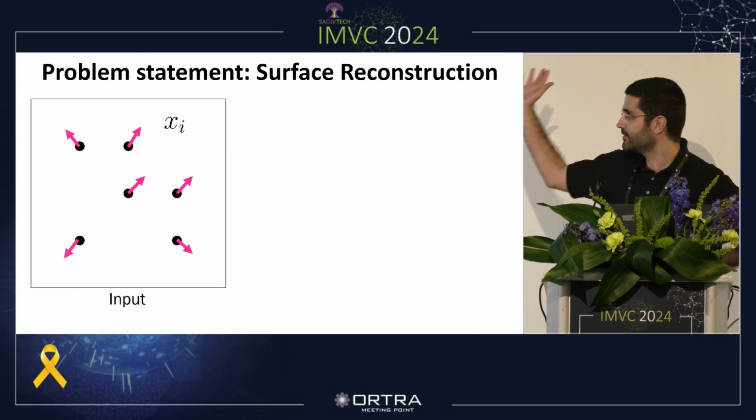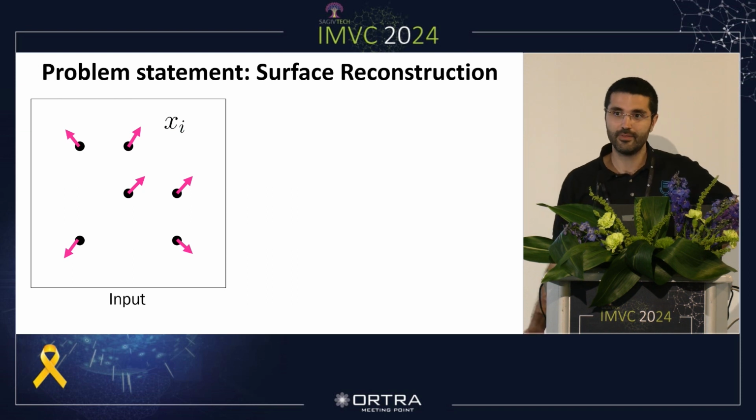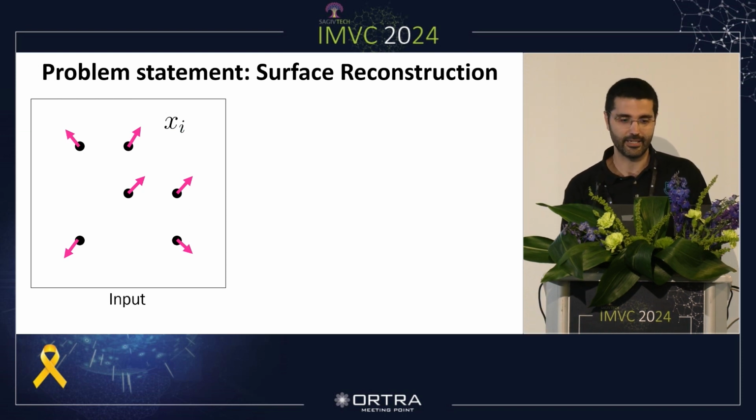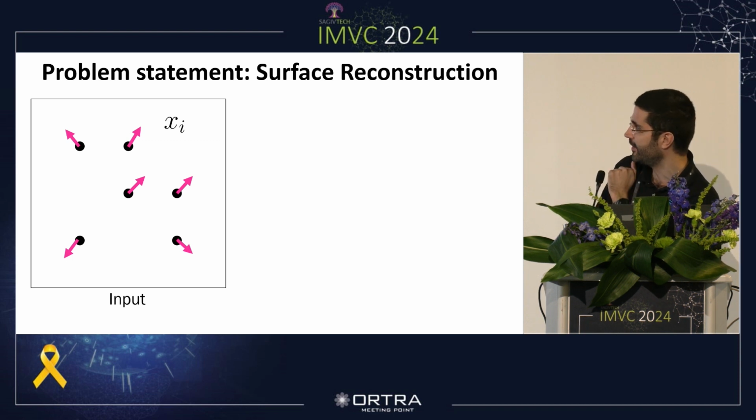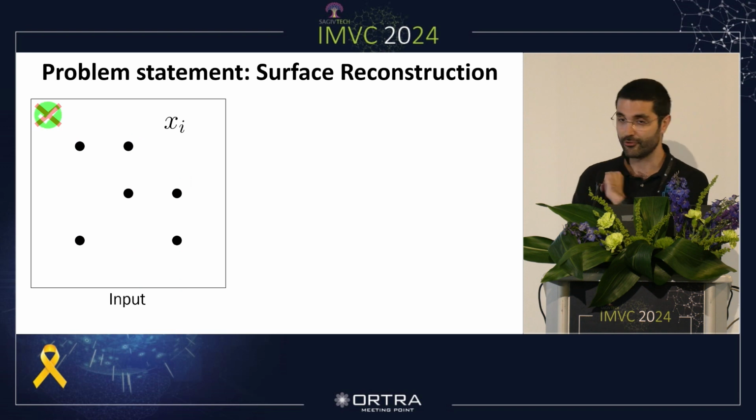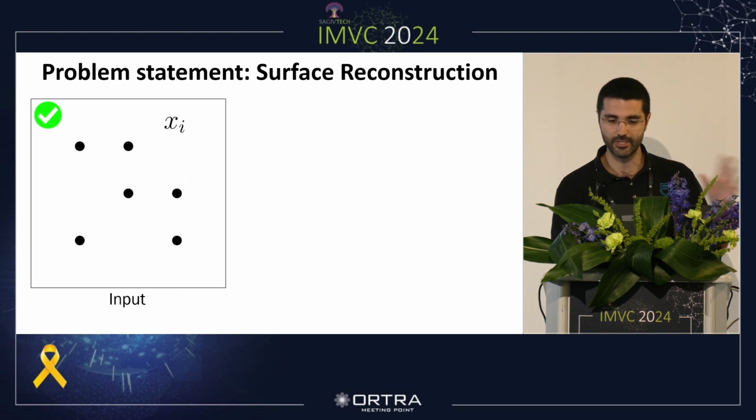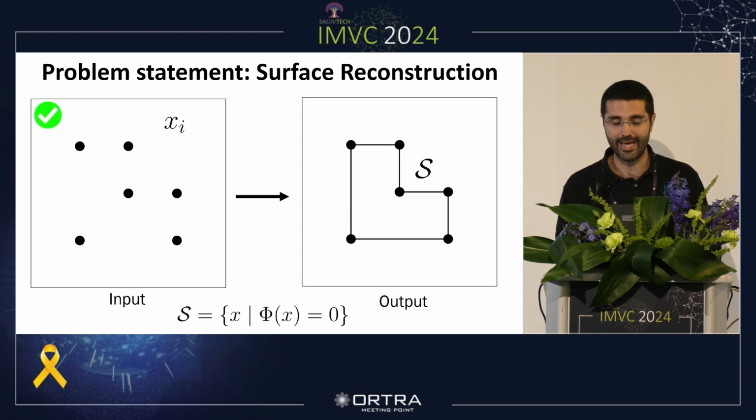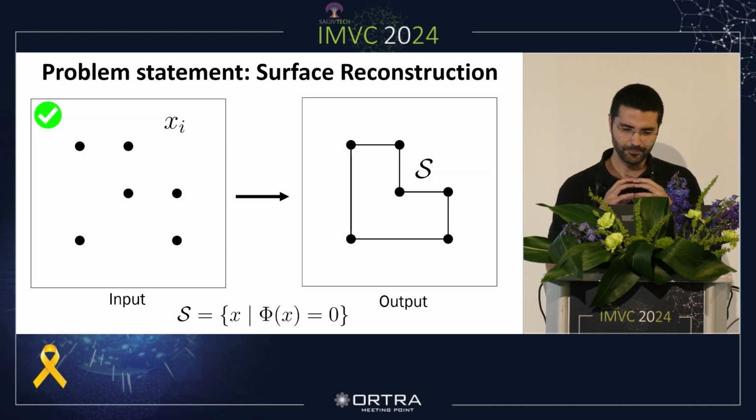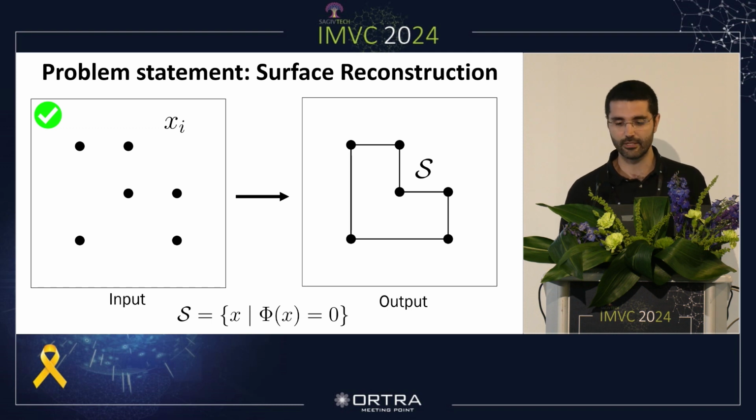So let's first talk about what the problem is. The problem that we're tackling is surface reconstruction from unoriented point clouds. Given this nice point cloud, we don't have the normals to start with, so we just have the points. And what we actually want to get is the surface, right? One way of representing the surface is the implicit representation. This means that the surface is basically the zero level set of some unknown function.